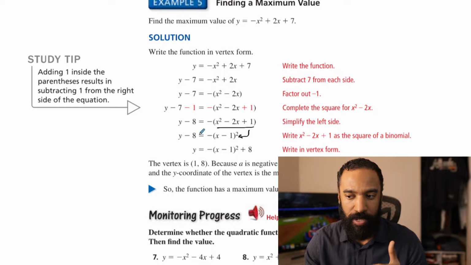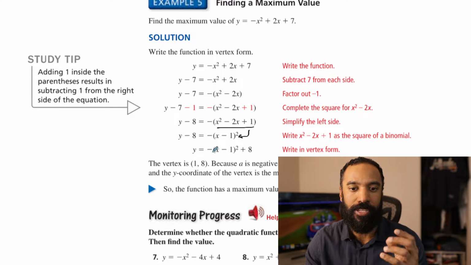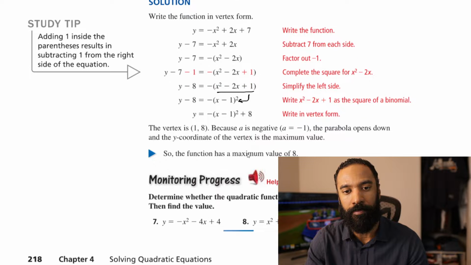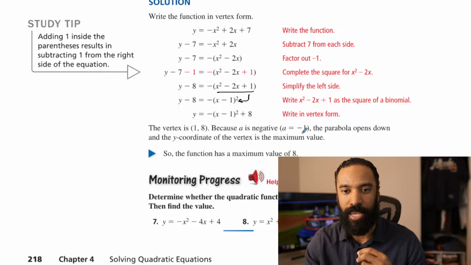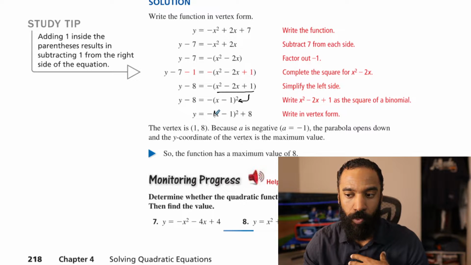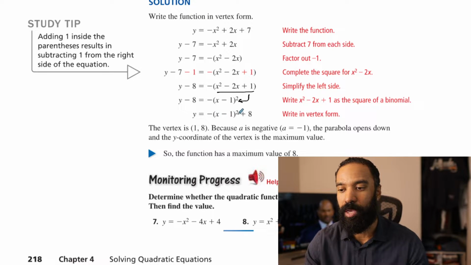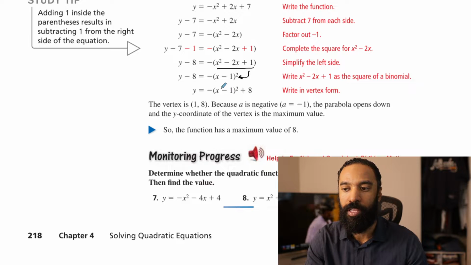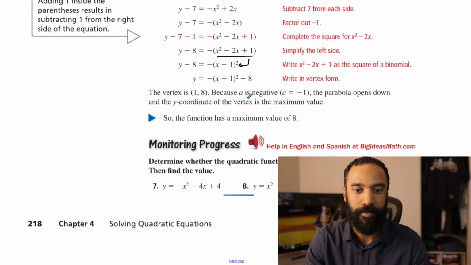And negative 7 minus 1 was negative 8. They add the 8 over. This negative stays outside. This is vertex form. The stretch factor, A, is negative 1. Truly, that's the value. We need this x minus h squared, right? 1x minus h squared. So that same thing exists here. This is vertex form. The vertex is 1, 8.